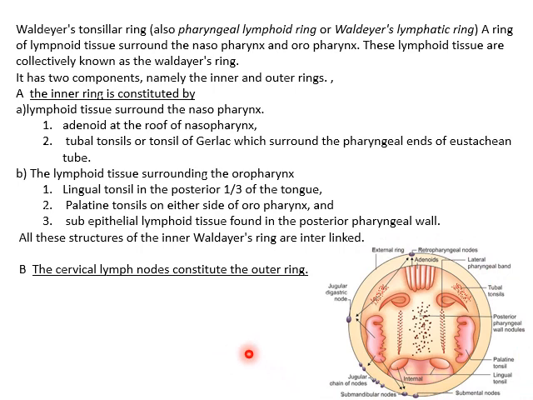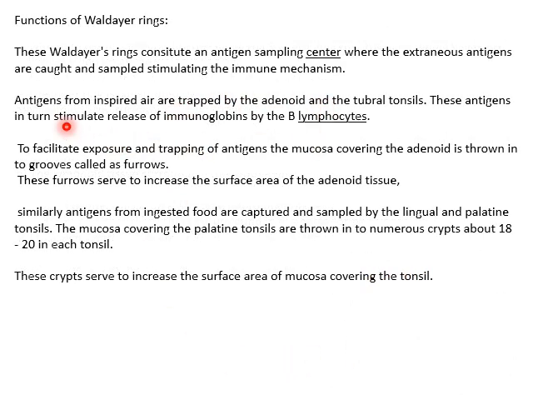What is the function of Waldeyer's ring? You must know the function of the tonsil. What is the function of the tonsil? Protection. Antigens that you eat or infections that come in are engulfed by the tonsils. Similarly, as you breathe in, if any antigen is present in the inspired air, it will be trapped by the adenoids and the tubal tonsils, and these in turn stimulate the release of immunoglobulins by the B lymphocytes. The function of the lingual and palatine tonsils is similar.